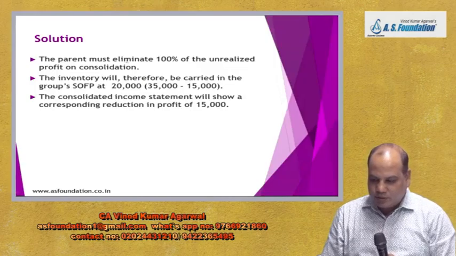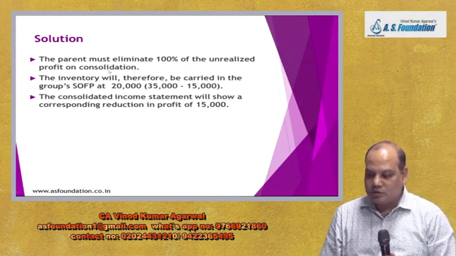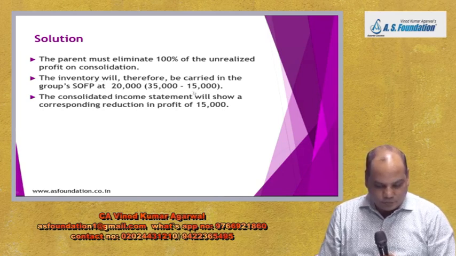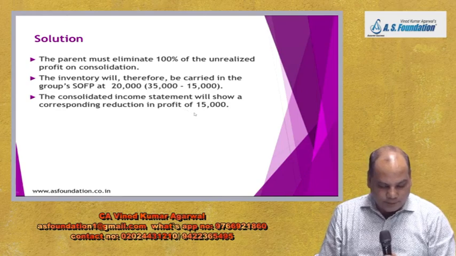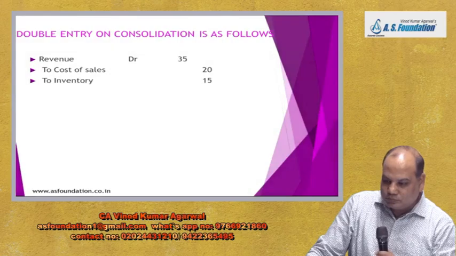So what is the treatment? This treatment is given in the form of an explanation. Reduce 100% of the unrealized profit on consolidation. So from inventory, how much am I going to eliminate? 15,000. So inventory will appear at 20,000. Then income will also reduce by 15,000. Who has sold to whom? Subsidiary to parent.